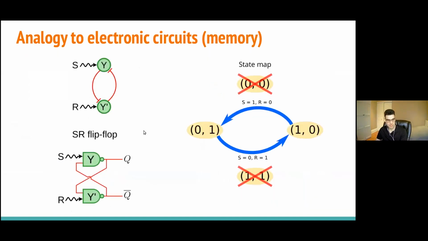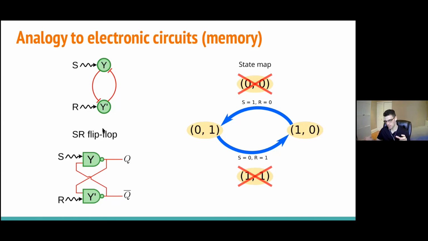So this is one type of circuit, and the other type of circuit I'm going to cover has two nodes that repress each other, and they have external inputs. This is analogous to an SR flip-flop. This is a toggle switch. This is the smallest memory unit that goes from state 0, 1 to 1, 0, and by giving different set and reset inputs, you can jump from one state to the other and back. So this is the simplest memory unit.